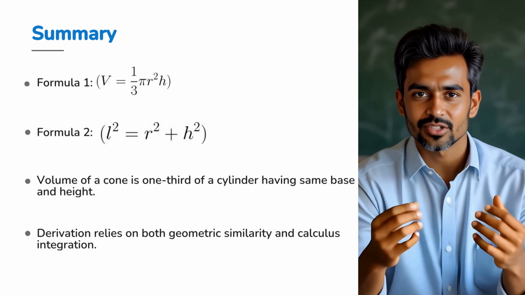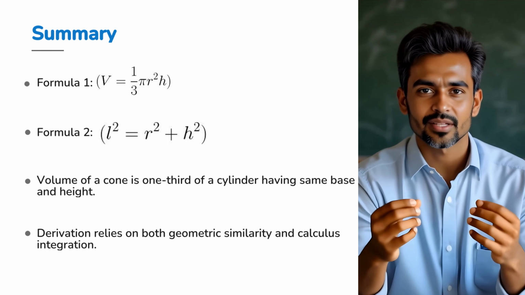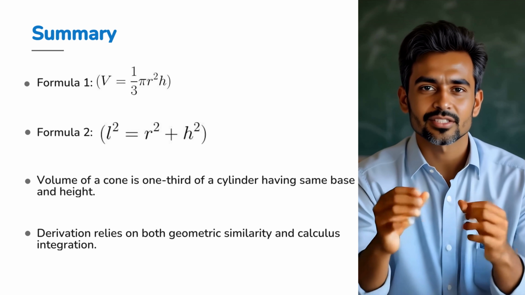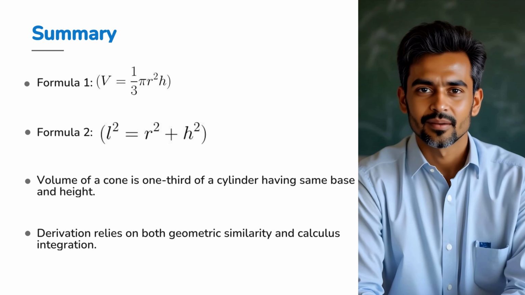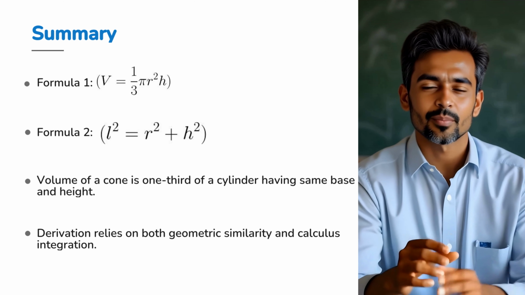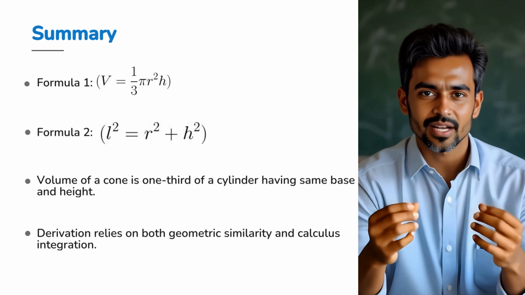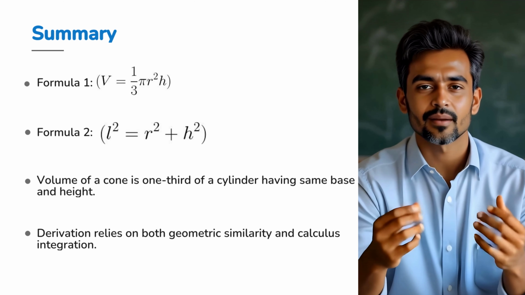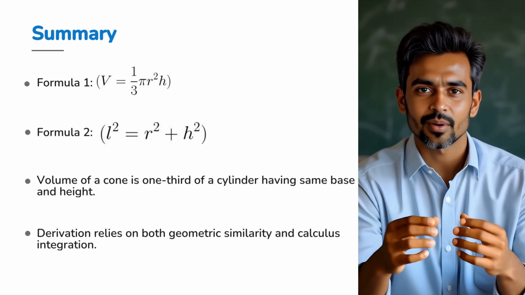Ready for a quick mental check? If the radius doubles but the height remains the same, does the volume double? Think about it. No, since volume depends on radius squared, doubling r makes volume 4 times bigger. Excellent. Keep up the great work.